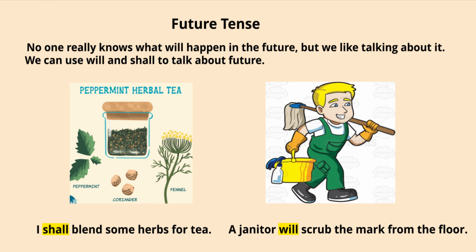In the first picture, what do you see? You can see some herbs, right, to prepare tea. Why did I say herbs? Because the H is silent. You cannot say herbs or herbal with an H sound. That is wrong. You have to say herbs or herbal tea. Peppermint herbal tea. "I shall blend some herbs for tea."